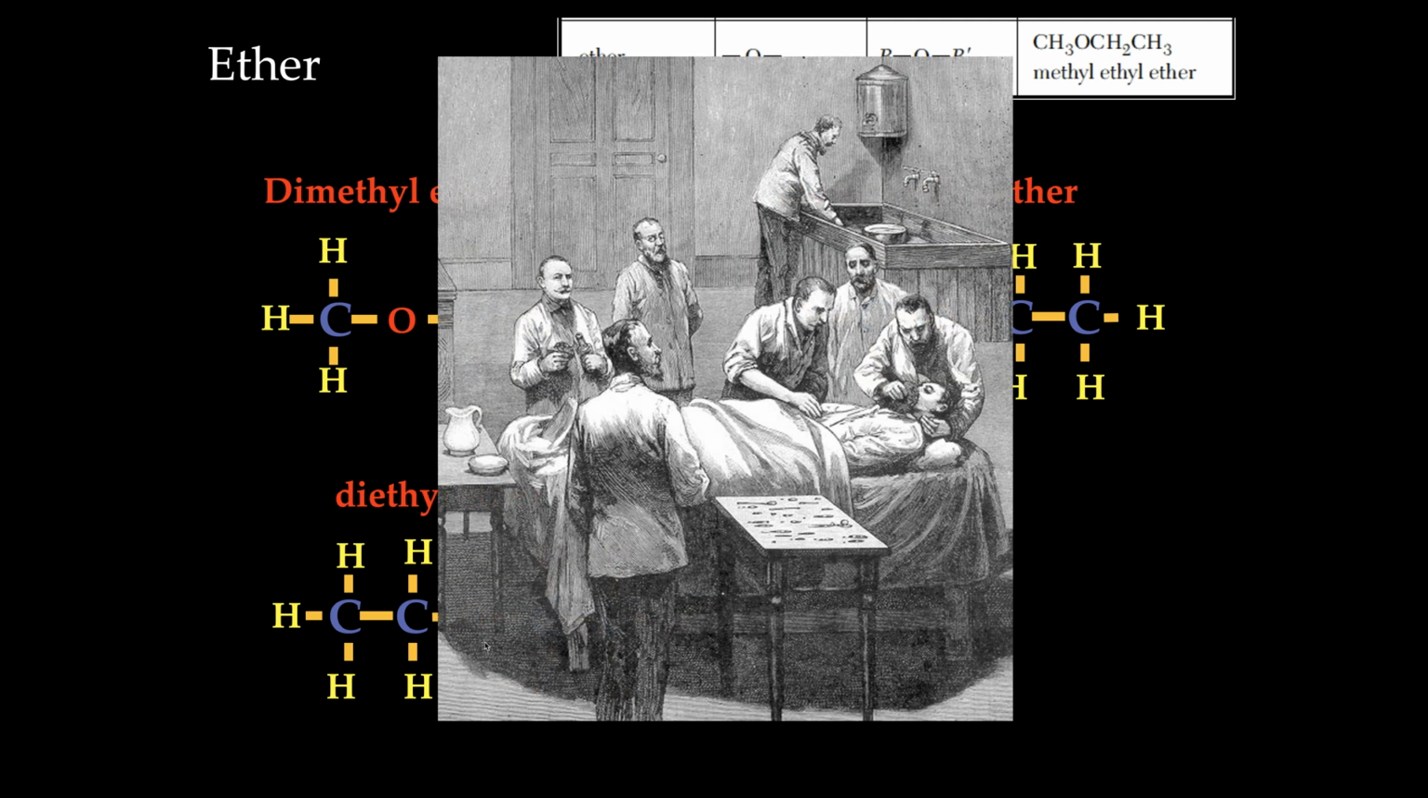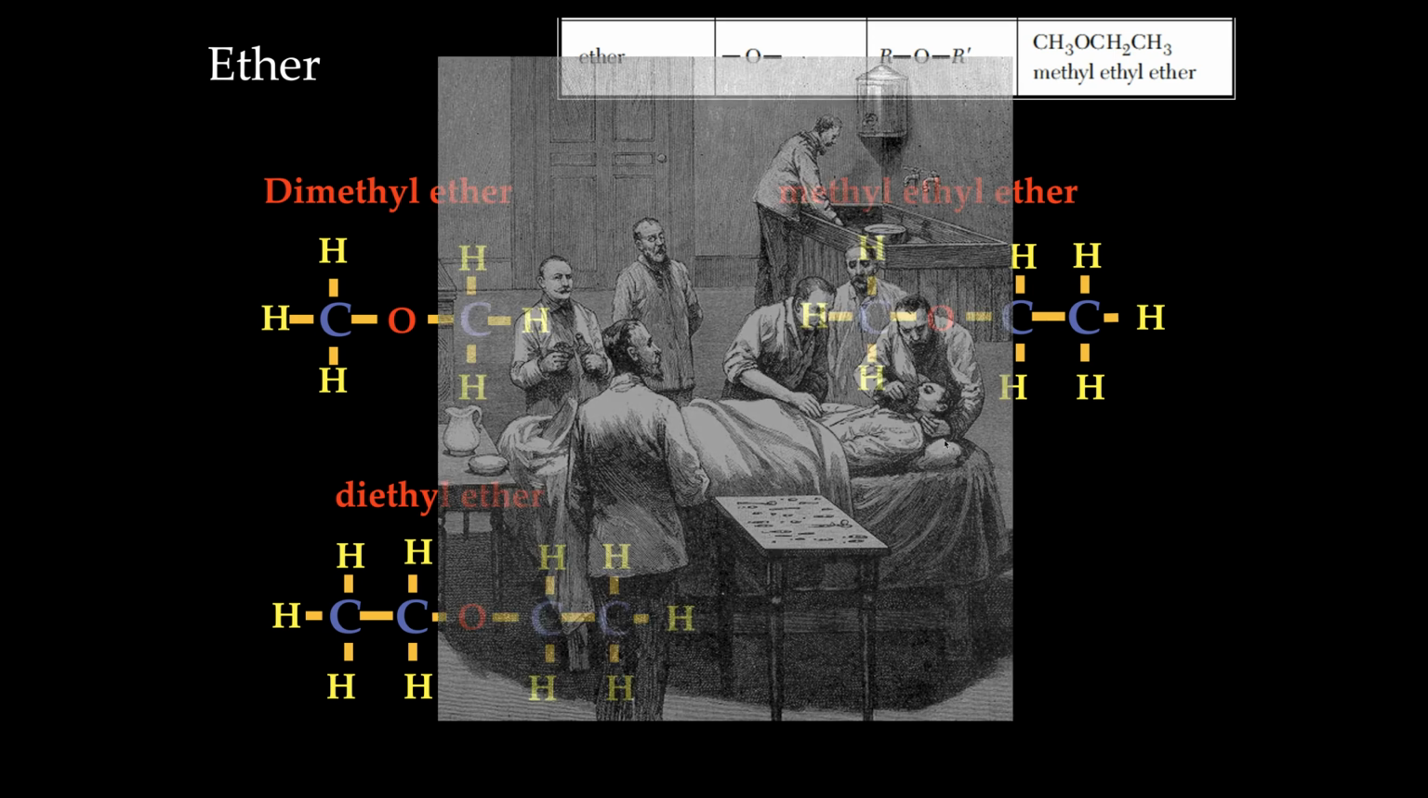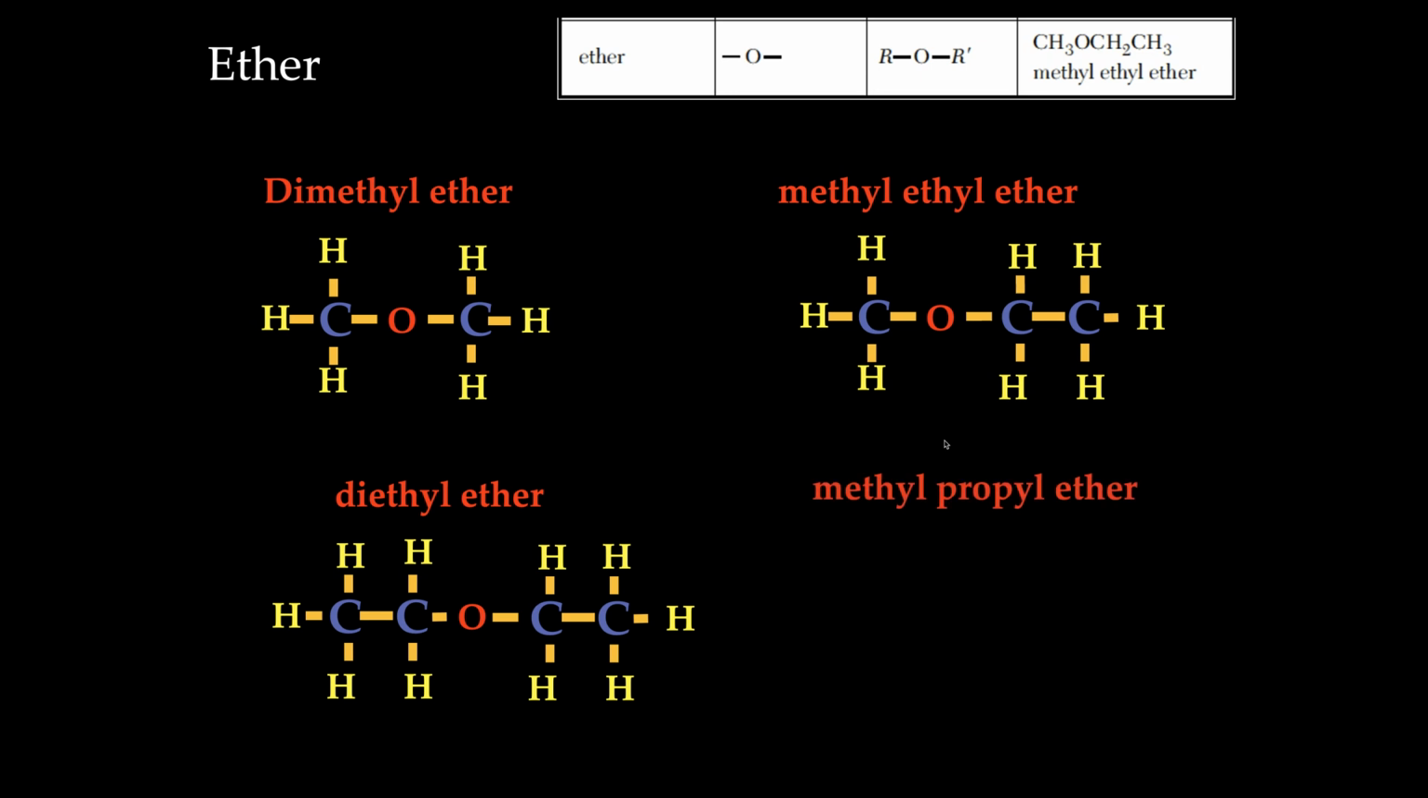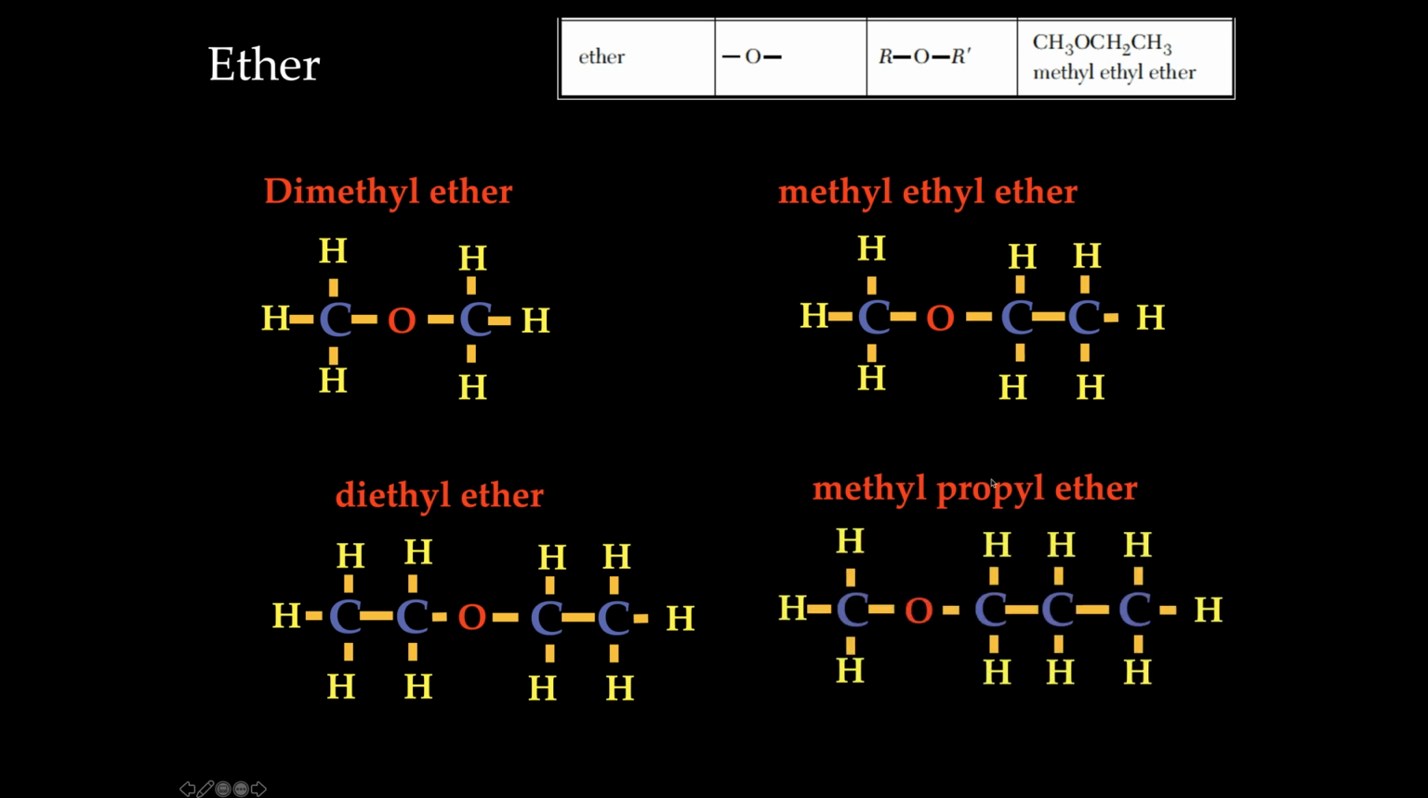We used to use it on humans. Here you can see the soaked rag over the patient's face. Yes, this would knock you out for surgery, but you stood a reasonable chance of never waking up again. So, yeah, today's anesthesiologists, they use more measured approaches. Methylpropyl ether will have a single carbon on one side, meth, and 3 carbons on the other, prop. Methylpropyl ether.